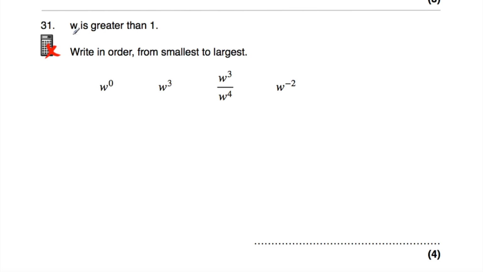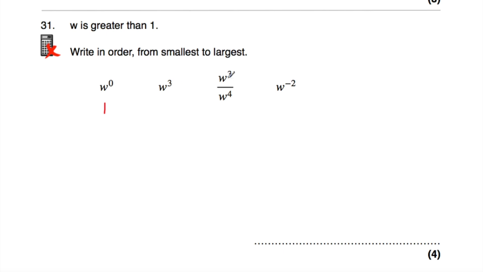So question number 31 says W is greater than 1. So W is greater than 1, so it could be 2, 3, 1.1, a million. And it says write in order from smallest to largest, W to the power of 0. Well, that's going to be equal to 1 because anything to the power of 0 except for 0 is equal to 1, and W is greater than 1, so that would have to be equal to 1.